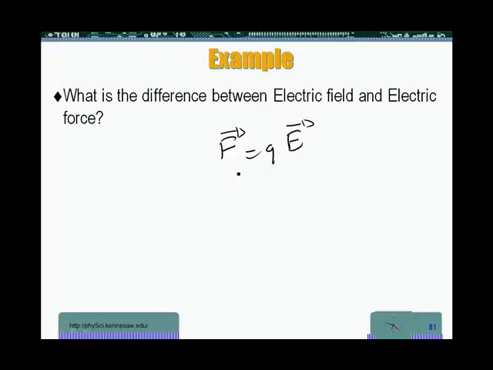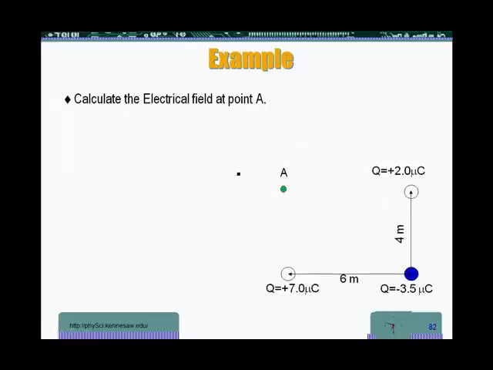The force is a result of an electrical field. And whenever you have a charge, it's going to have an electrical field associated with it. Okay, let's work this example here. It is asking us to calculate the electrical field at point A due to these three charges. Two of them are positive and one of them is negative.